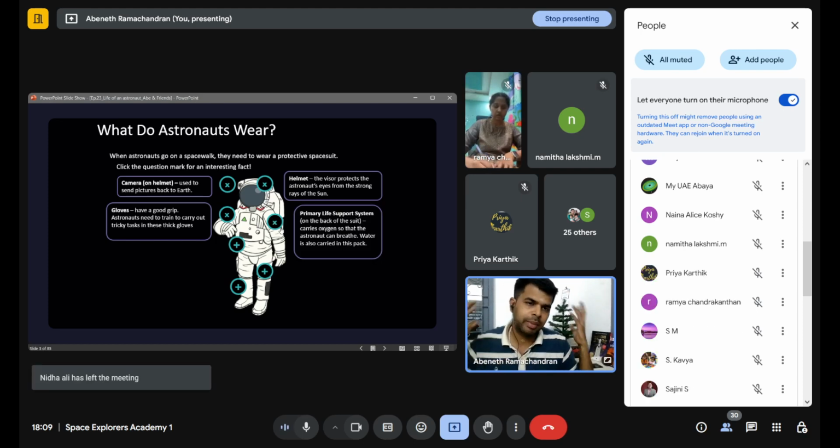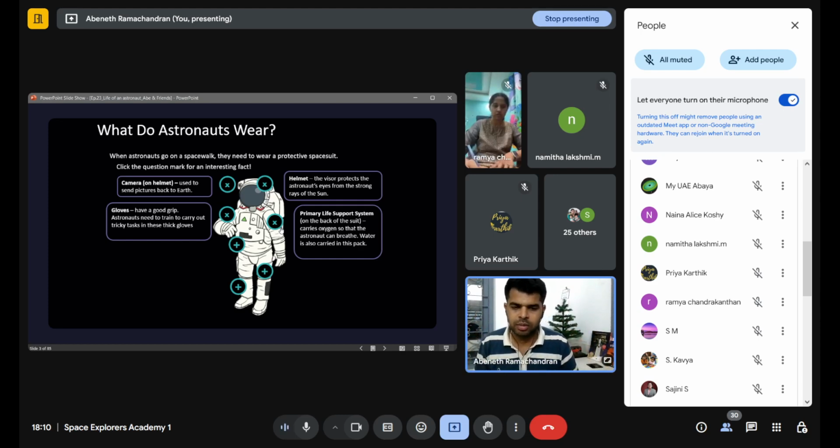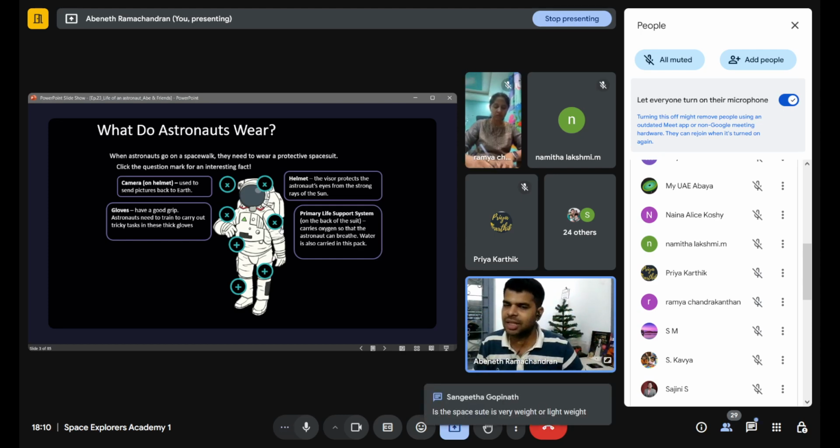There is a very big bulky unit in the back, which is called the life support system. As I already told you, because of all the radiation in space, there is no permanent gas in space. There is no oxygen, no carbon dioxide, no methane, nothing. So you have to breathe something. For that they carry oxygen cylinders on the back of their space suit, which is called the life support system.